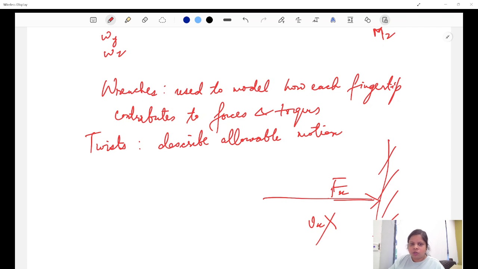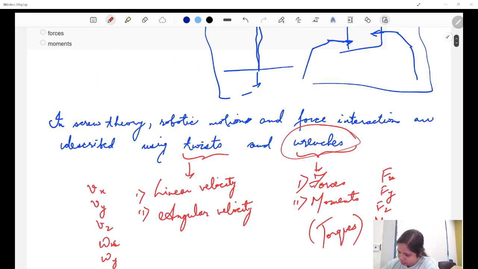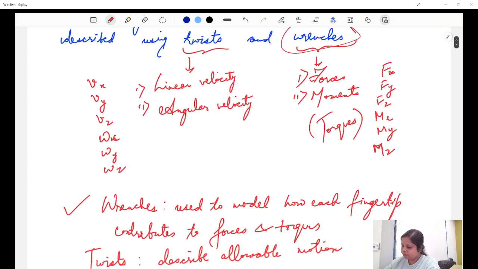Okay, so that is why these wrenches are used to model how each fingertip contributes to force and torque, and twists describe the allowable motion that we have. So screw theory unifies them for elegant analysis of manipulation and grasp stability.